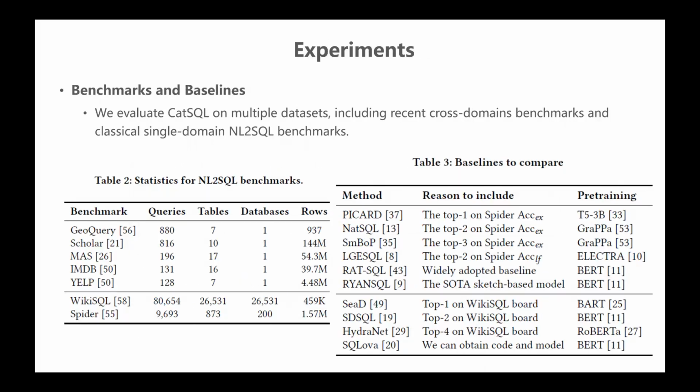To evaluate the effectiveness of our method, we conduct experiments on both single-domain and cross-domain benchmarks. Single-domain means that the training set and the test set use the same database. And the cross-domain means the databases used during training and inference are totally different. For single-domain benchmarks, we compare our model with classic rule-based approaches. And for cross-domain datasets, we compare with the top-ranked models on the benchmark leaderboards.